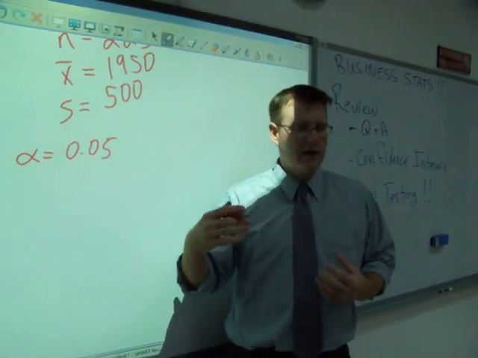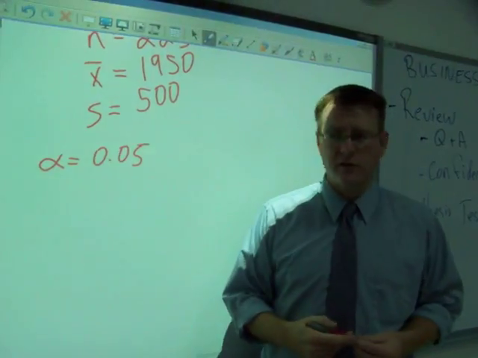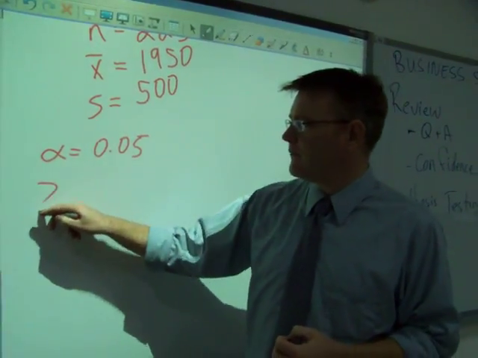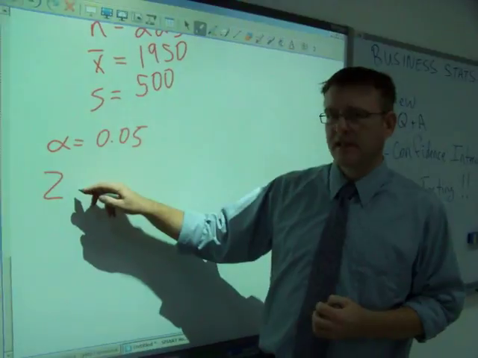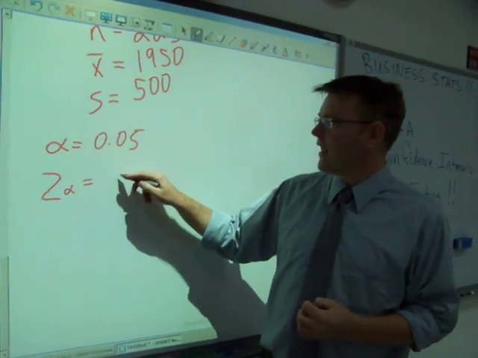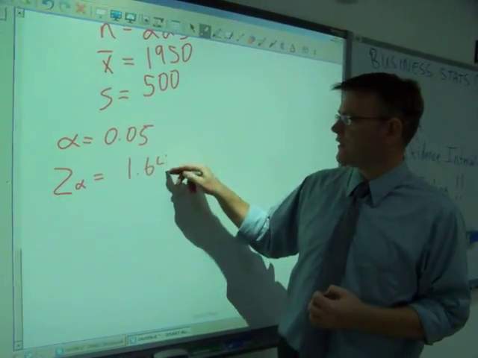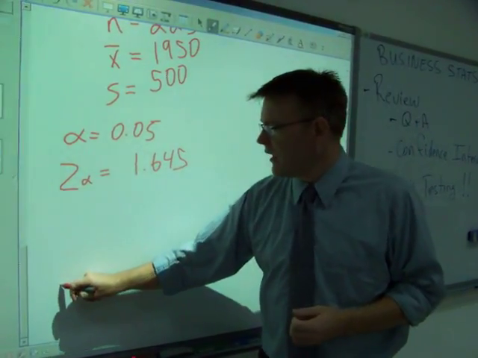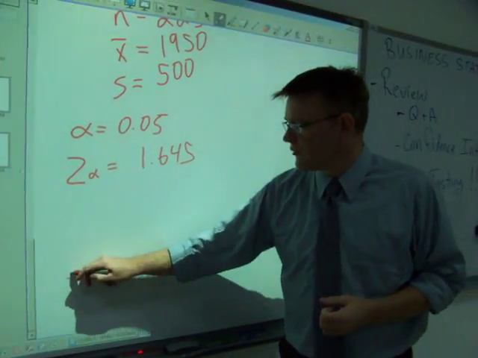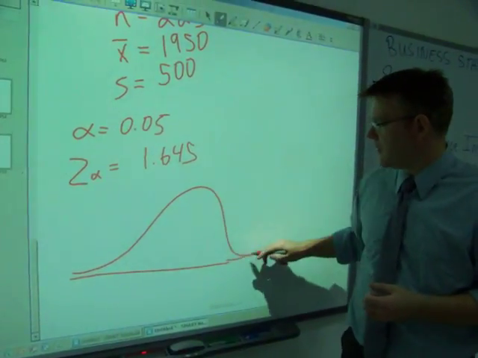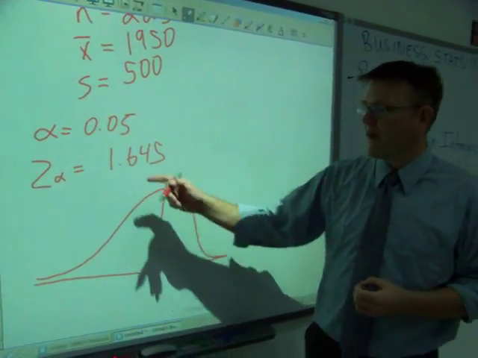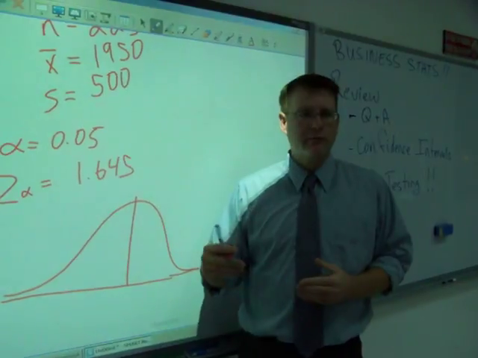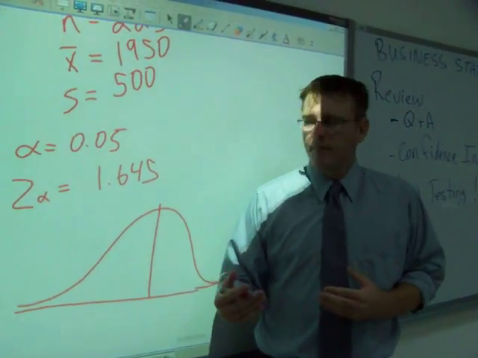This is a term that we have used in confidence intervals. In hypothesis testing, this value will be computed to be 1.645. When we draw out the normal distribution, this value 1.645 is going to represent the rejection region.